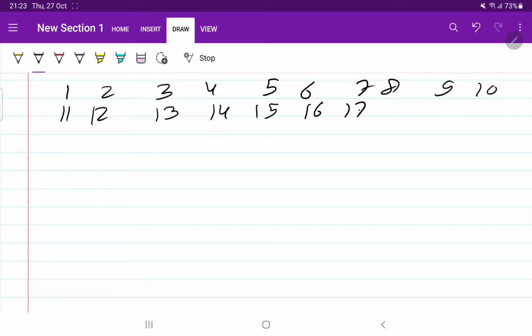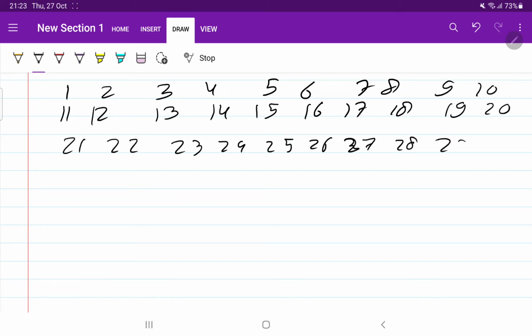Okay, so then we will observe the numbers and try to find some pattern. 23, 24, 25, 26, 30. 27, 28, 29, 30. So what are the prime numbers? I am going to highlight the prime numbers.